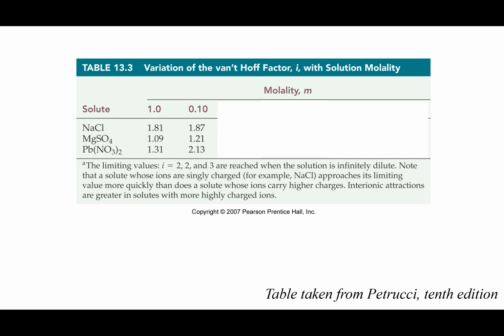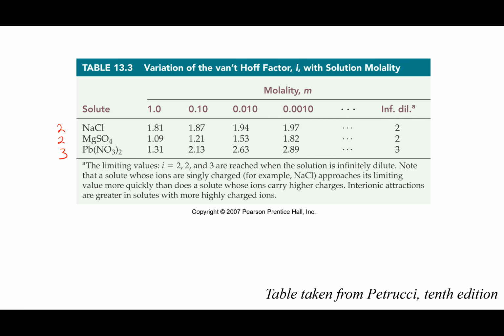This is showing you that with decreased molality you can get closer to what you expect. So for instance, we expect 2, 2, and 3 here. So let's see how we do. Not so good, getting better, getting better, getting better. Okay, so there you go.